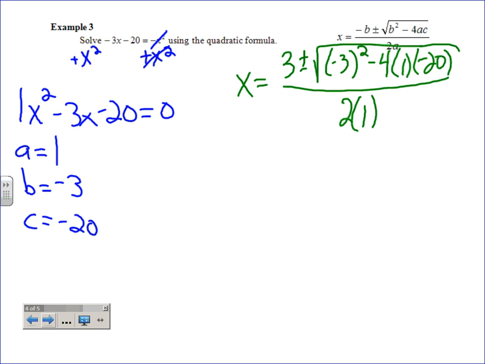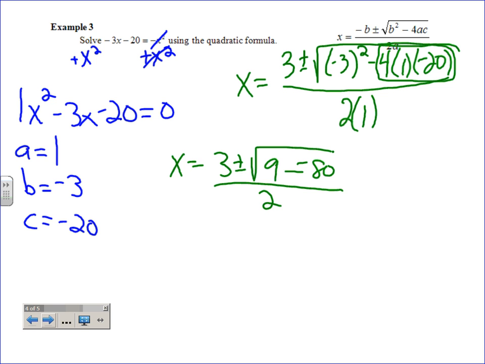All right, here we go. x then equals 3 plus or minus. Negative 3 squared is 9, positive or negative? Positive 9. Again, here's how I do it. I write the minus, and then I figure out what that is. You take 4 times 1 is 4, times negative 20 is a negative 80. All divided by 2. So you're subtracting a negative, which many of you learned to add the opposite. So 3 plus or minus the square root of 89.